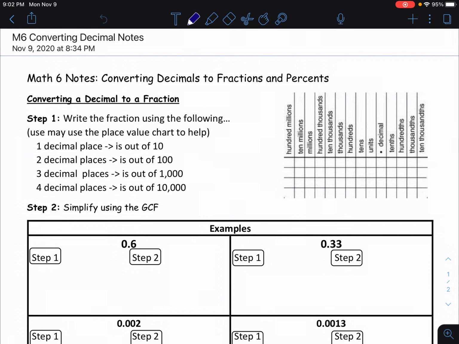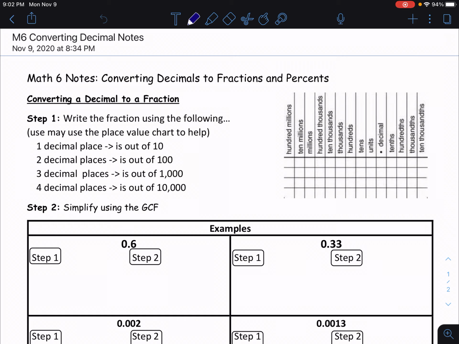Hey everyone, today we are going to be converting decimals to fractions and percents. So we're going to focus on starting with the decimal and then converting to a fraction and converting to a percent. In our first example, we're going to be converting from a decimal to a fraction.